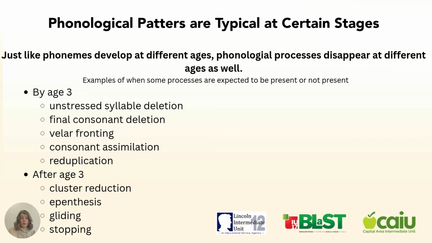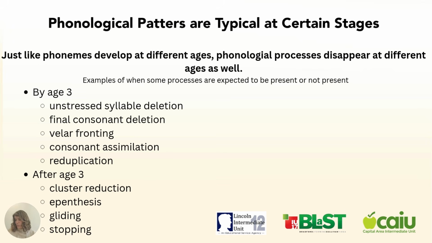Some of those that hang around longer and that we see disappearing after the age of 3 are things like cluster reduction. That's where we have those two sounds together, like the word clean, they might just say keen, right? Because we're leaving that L out.